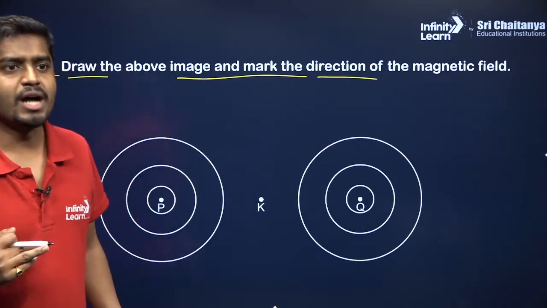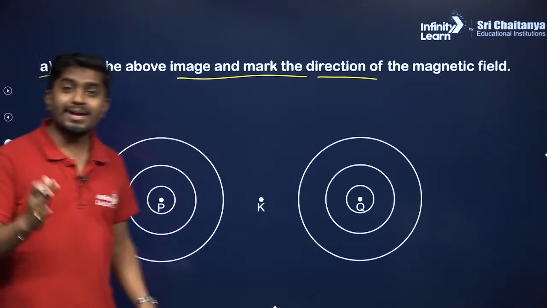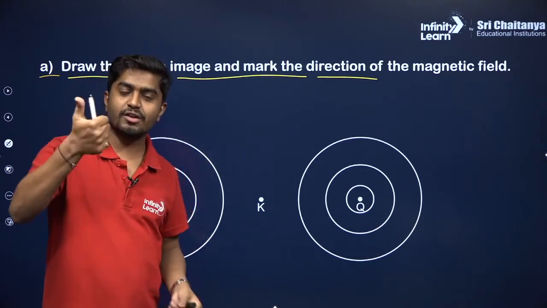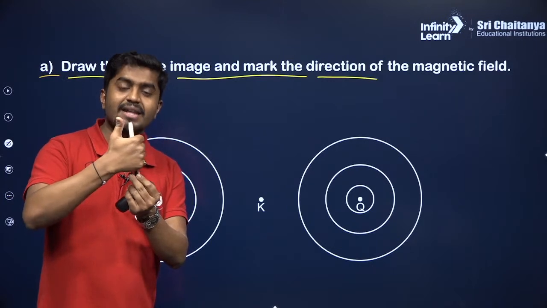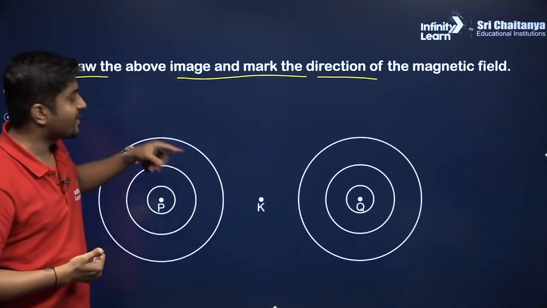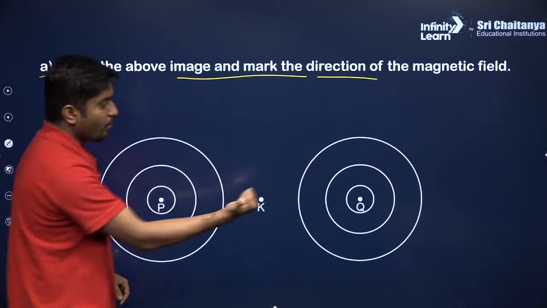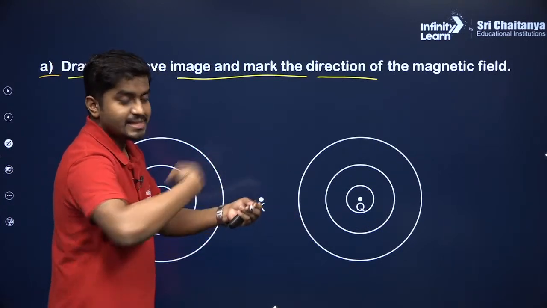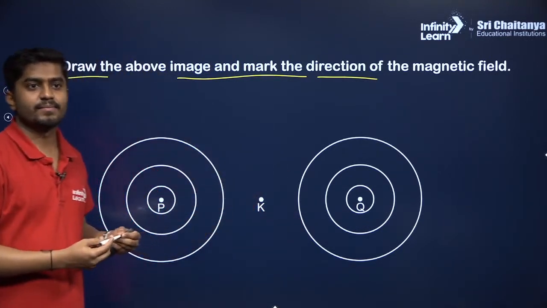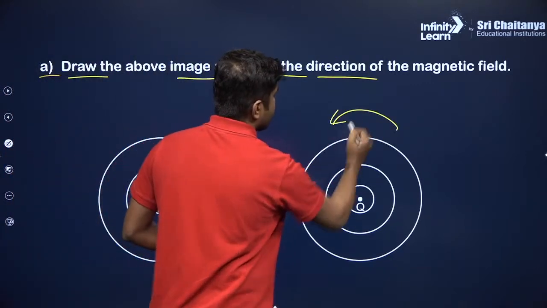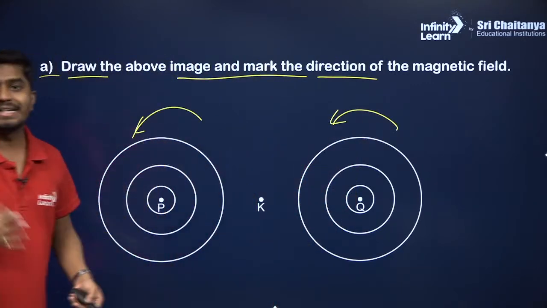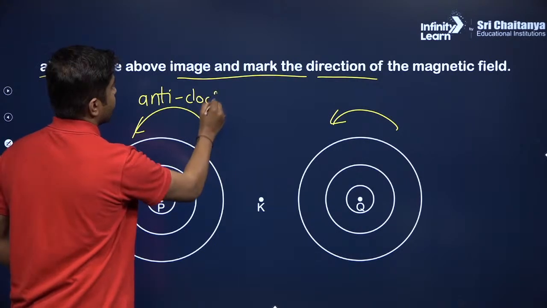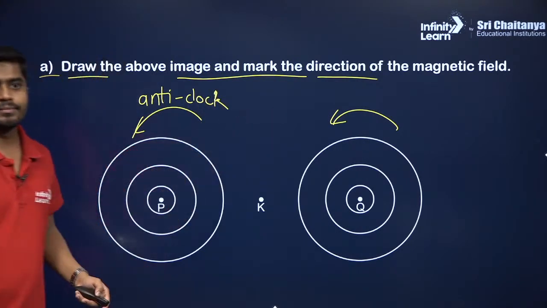Hi Sudhanshu, good evening. You remember right hand thumb rule? Right hand. So you hold the conductor in your right hand. So these fingers which are curling around, they will tell you the direction of magnetic field. Now the current is coming out from both of these. Current is coming outwards. So you see the fingers, is it clockwise or anti-clockwise? So this direction is going to be anti-clockwise for both of them. Okay. Anti-clockwise, nice.